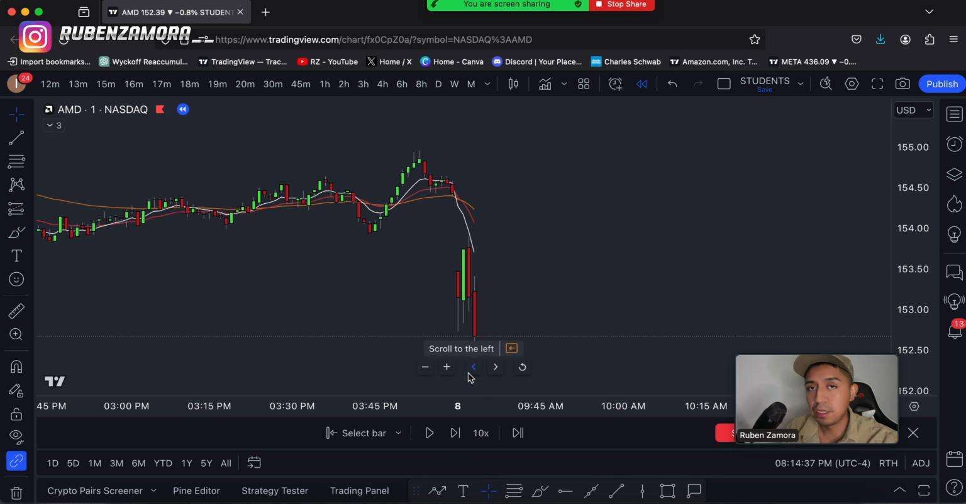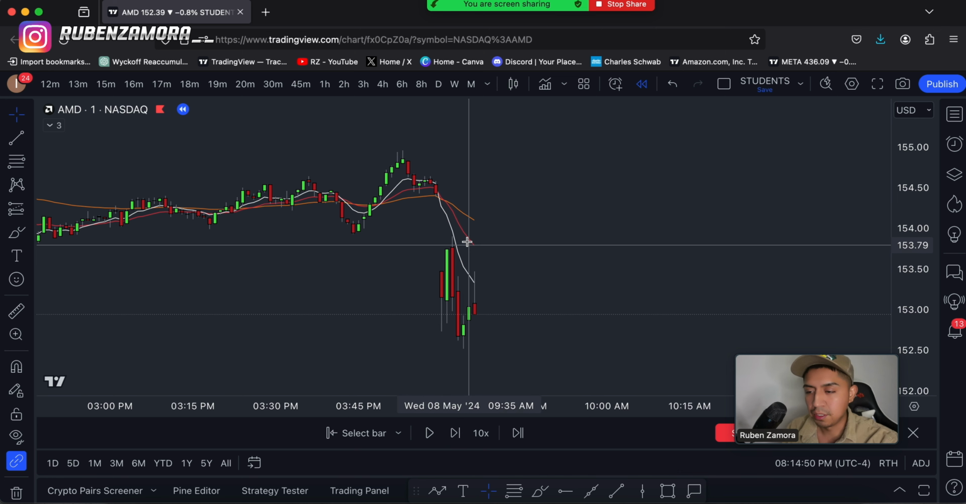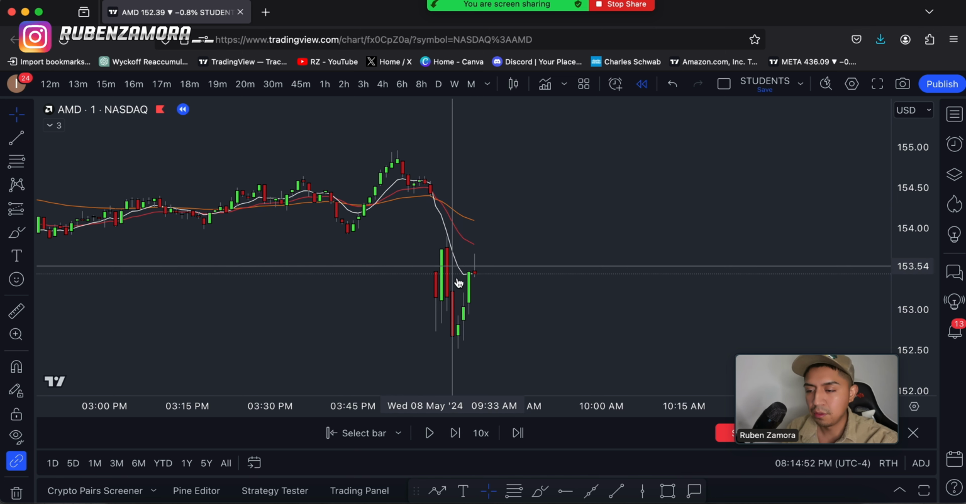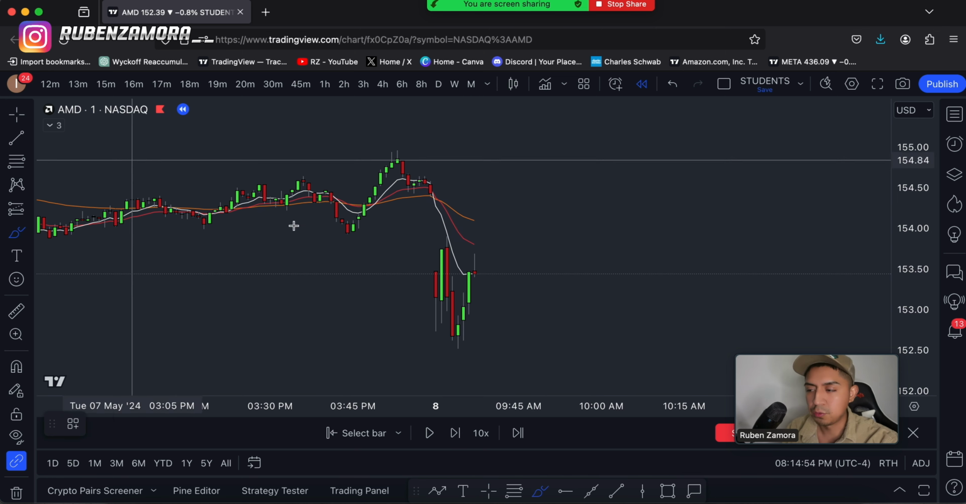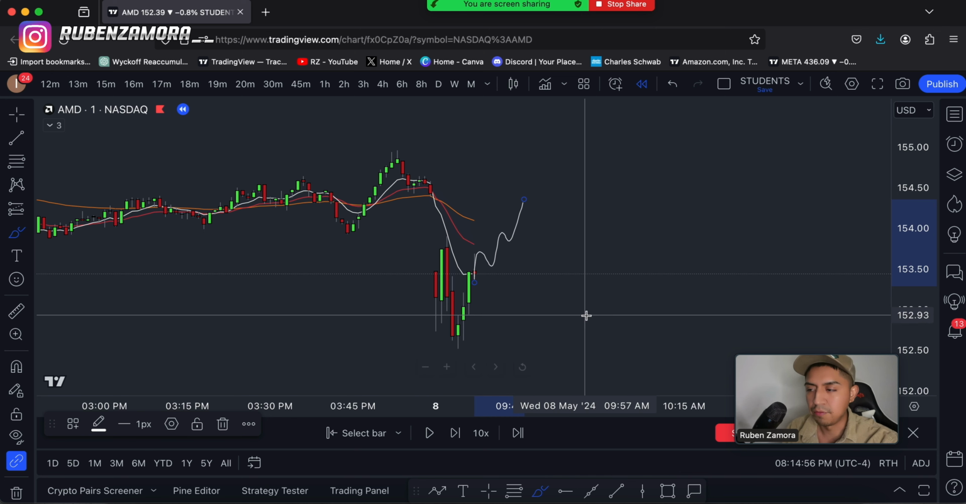And all we're going to do here is find a base, meaning that we want to find support and we want to see money come in and run above those EMAs. So let's just see what we can do. Look at this, price is underneath those EMAs, but I want to see a nice run up so we can start breaking above those EMAs so we can start looking for longs.